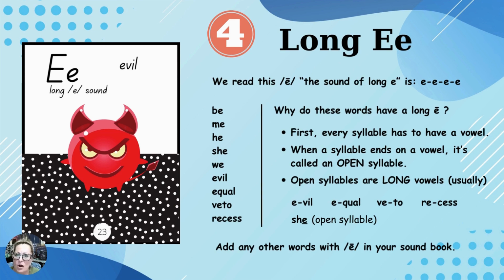This first sound card, I'm not focused on vowel teams or words that have silent E. We just want to focus on words that have an E that looks like it's by itself, that has the long E sound. There's a reason why all these words have a long E sound. Let's look at the words first. Be, me, he, she, we. What they have in common is the E is at the end. These are single syllable.